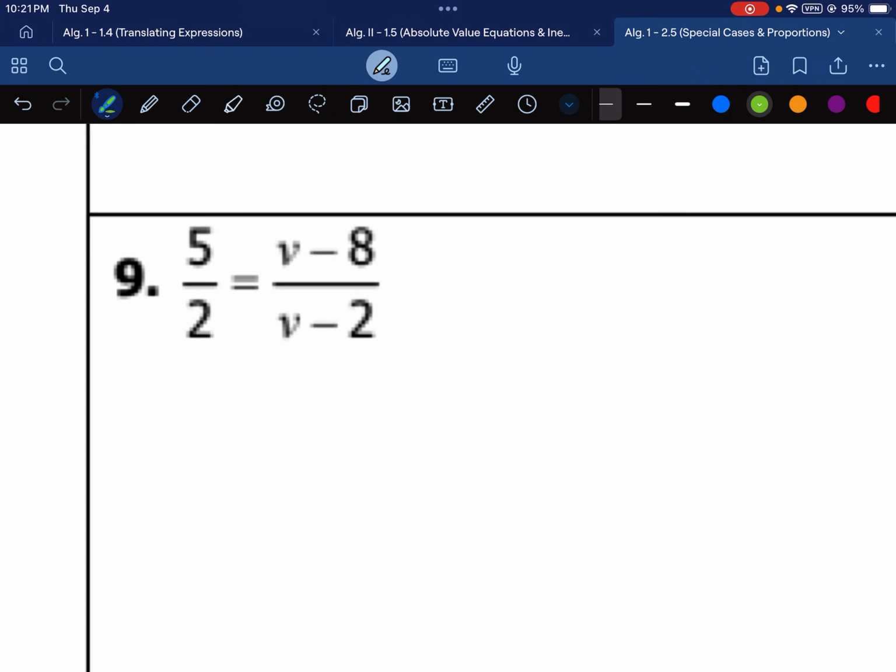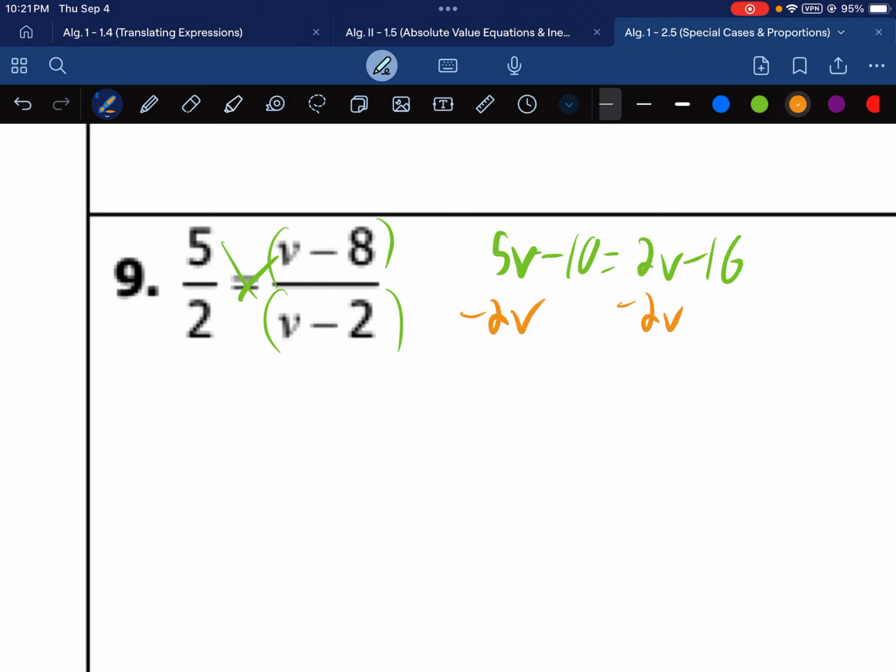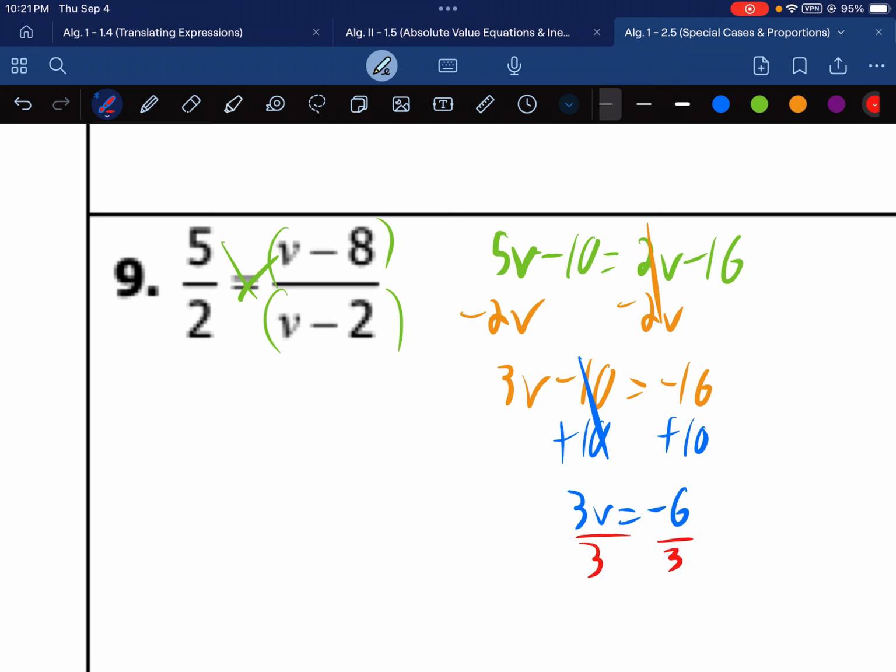Number 9 here, diagonally 5 times v minus 2 is 5v minus 10. The other diagonal, 2 times v minus 8, is 2v minus 16. Subtracting 2v from both sides, my smaller variable, I get 3v minus 10 equals negative 16. Adding 10 to both sides, I get 3v equals negative 6. And now dividing both sides by 3 to undo the multiplication gives me v equals negative 2.